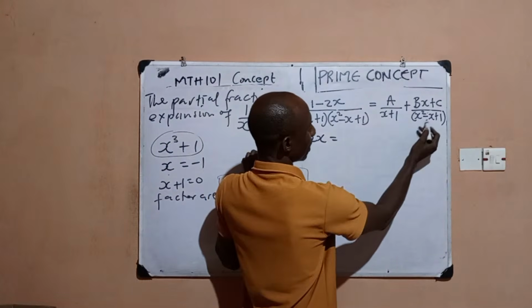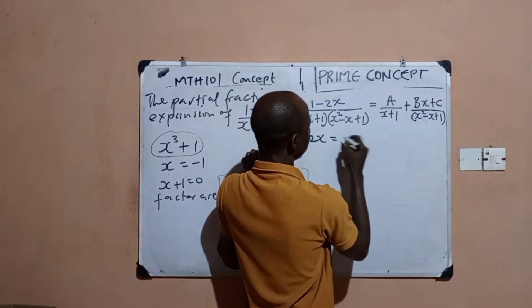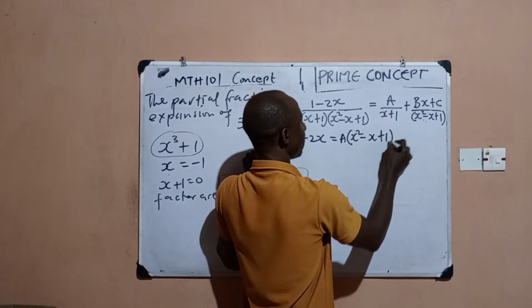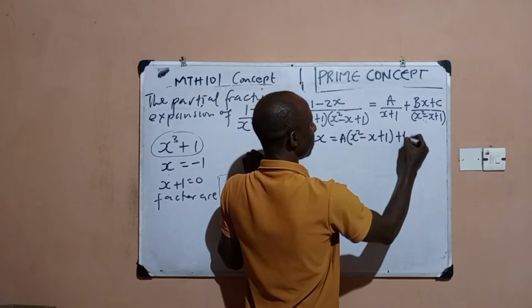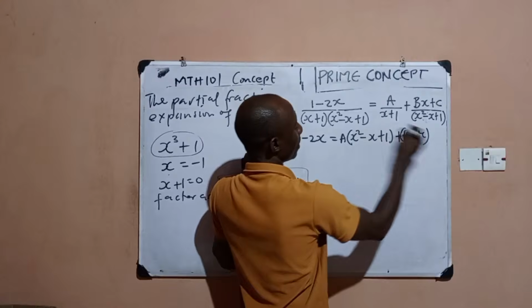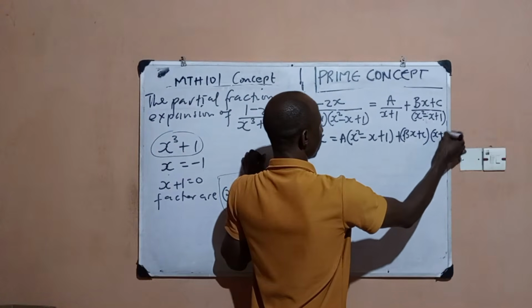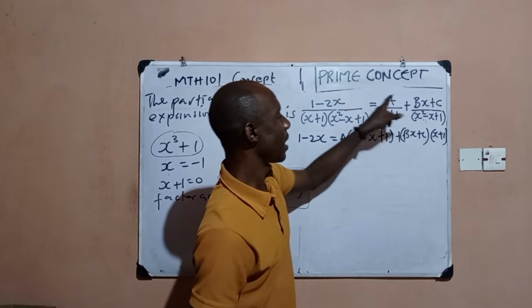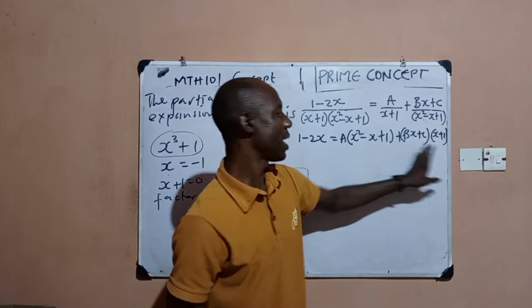So when you come to this side, say a times this. That's a into x squared minus x plus 1. Then plus say bx plus c, times this one, so you have x plus 1. So that's what you do. On your right hand side, just say this times this plus this times this. That's what I have here.